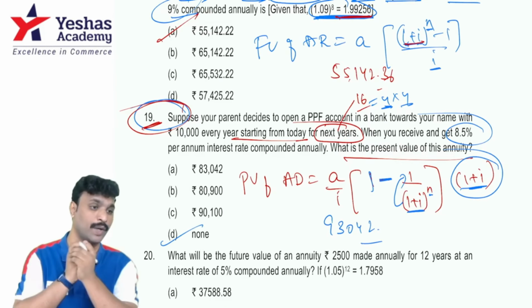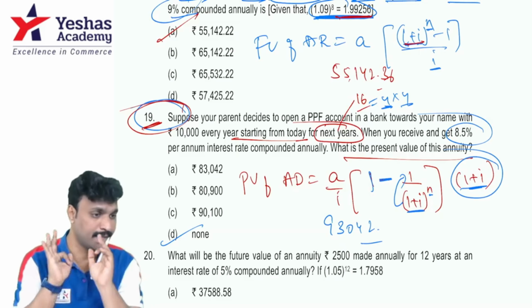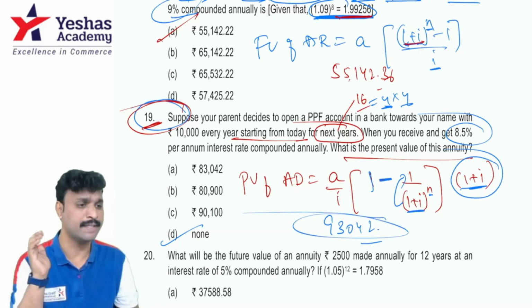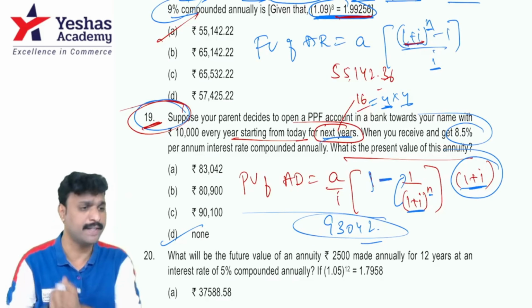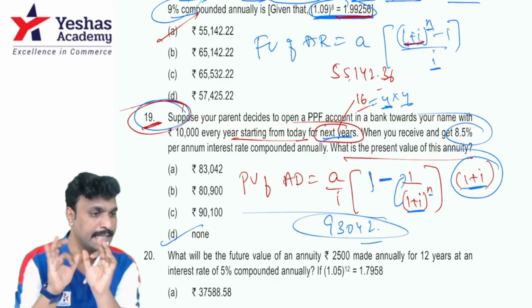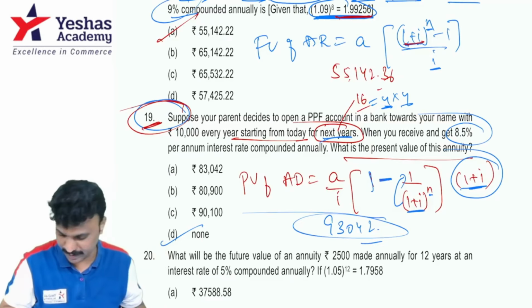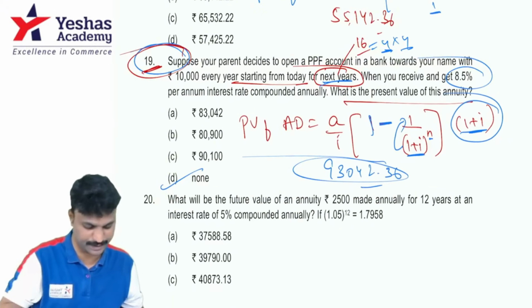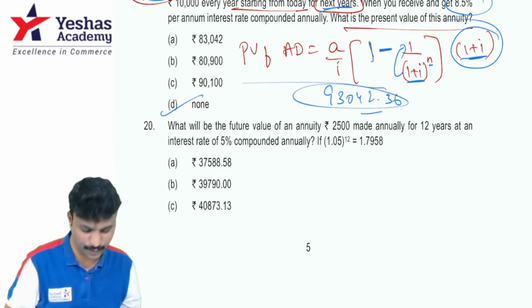It's none of this only. Is it clear? It is none of this only. Is it clear? But they haven't specified the time taken over here. Is this clear, everybody? 92,042.36. Guys, moving on to 20th question.